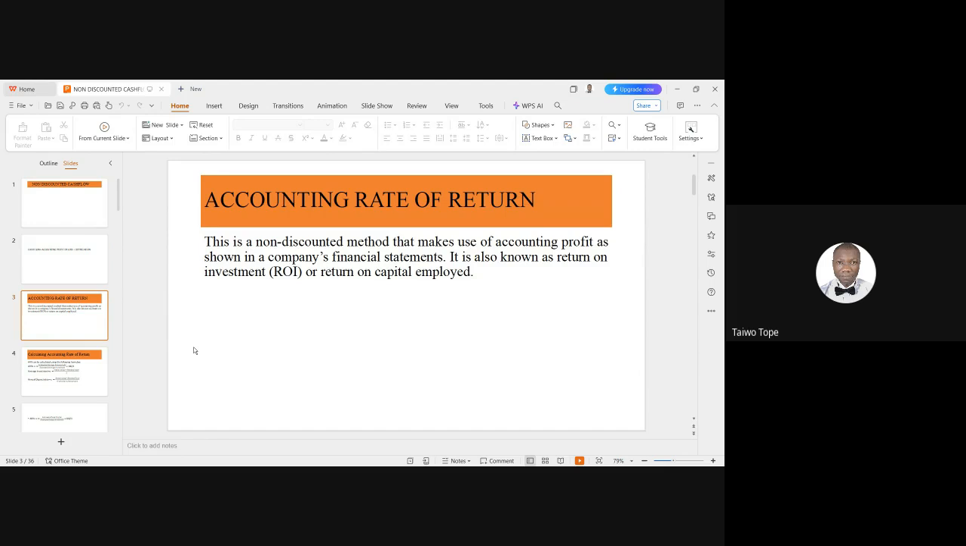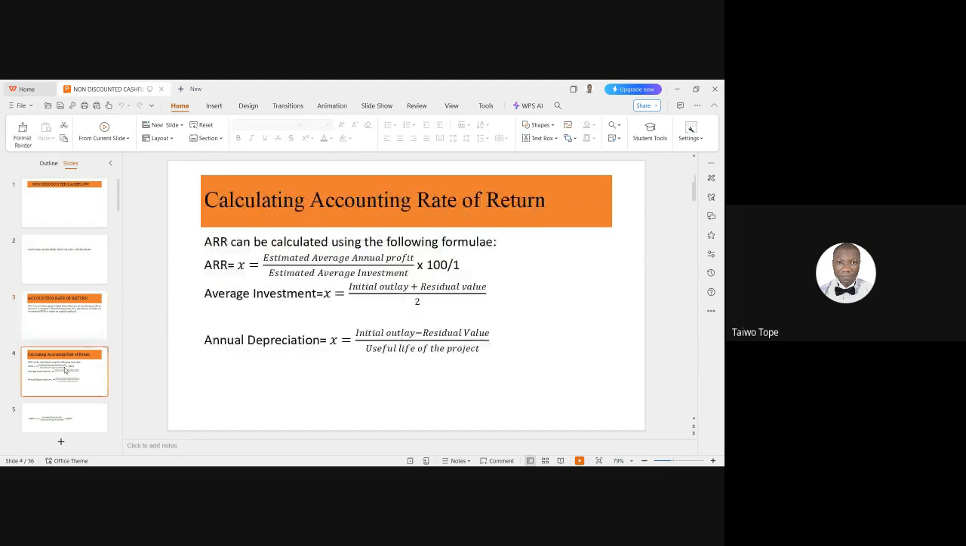So similar to the payback period, when cash flows are given, they should be converted to accounting profits before the accounting rate of return is calculated. There are quite a number of formulas we can use in calculating the accounting rate of return. This formula is very important.